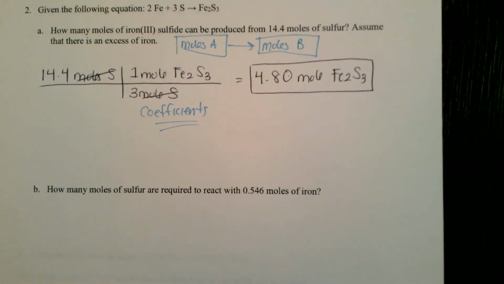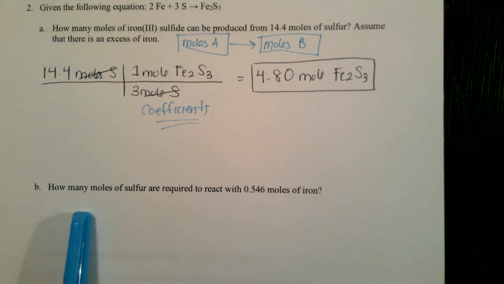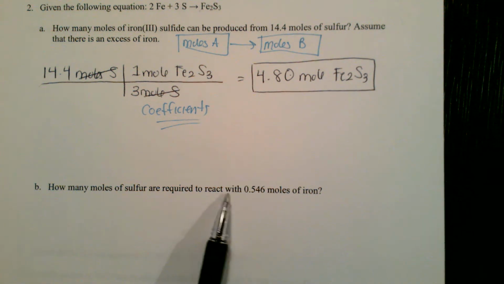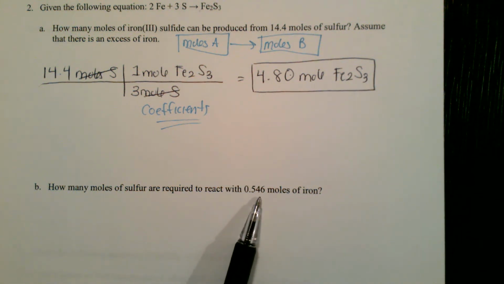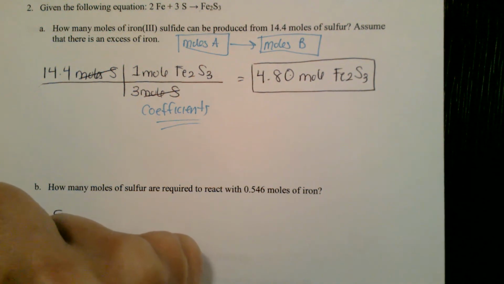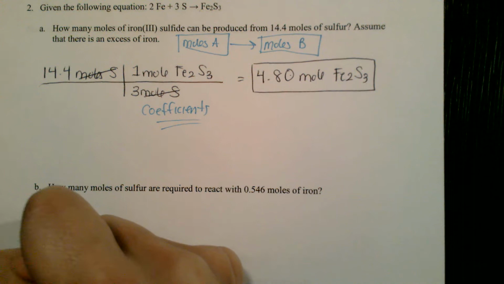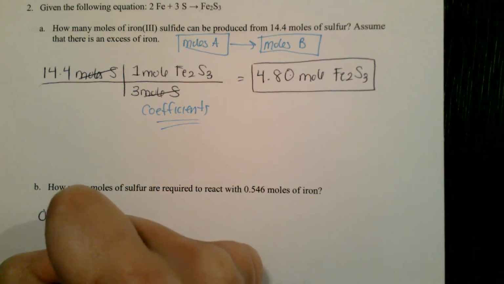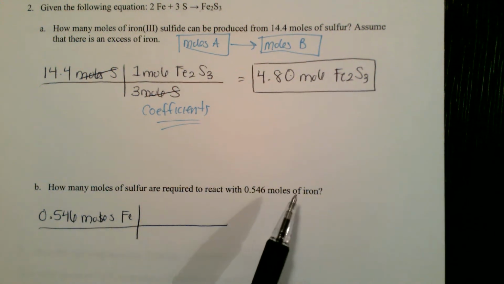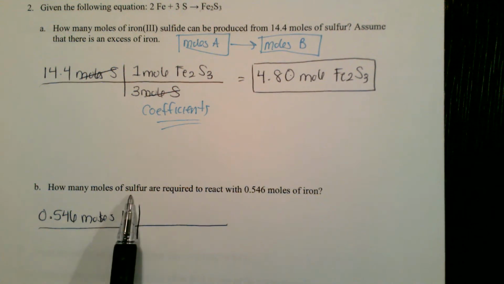Okay, so using our same reaction, how many moles of sulfur are required to react with 0.546 moles of iron? So now in this one, we have this much iron, and we want to know, say, how much sulfur we need to dump into this reaction. Okay, so we're starting with our given value of 0.546 moles of iron. Okay, so we're going to build a ratio between iron and sulfur.